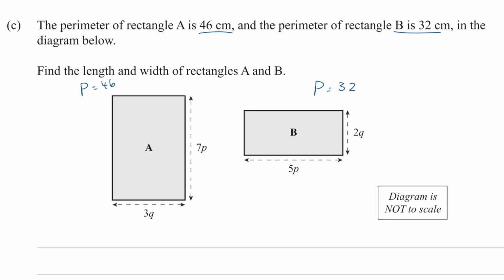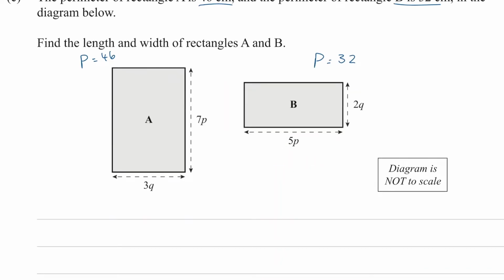So notice the lengths and the widths currently are expressed in terms of P and Q. So these are some unknowns, some variables. We're going to want to find out those variables and then solve for the side lengths. In other words, the dimensions.